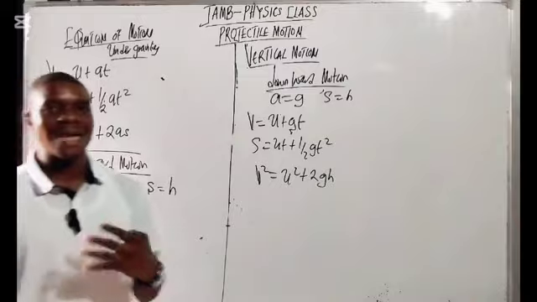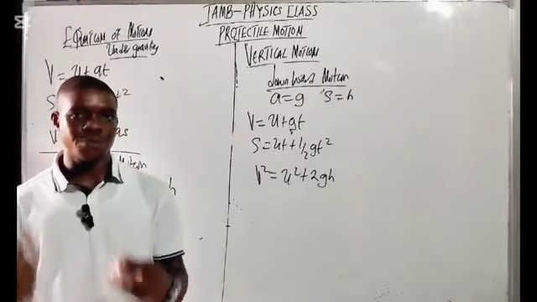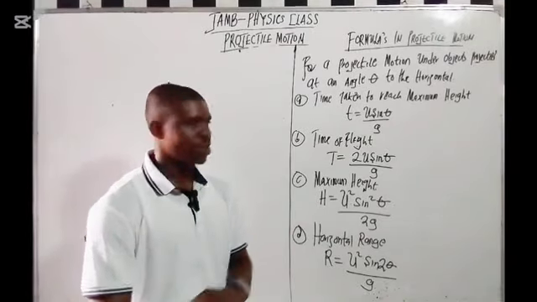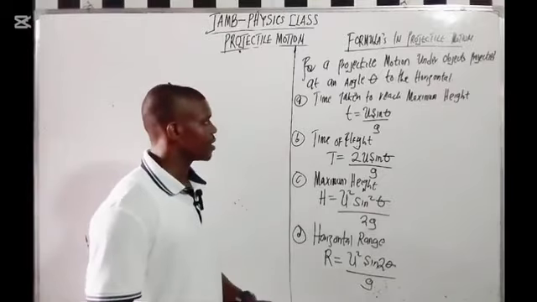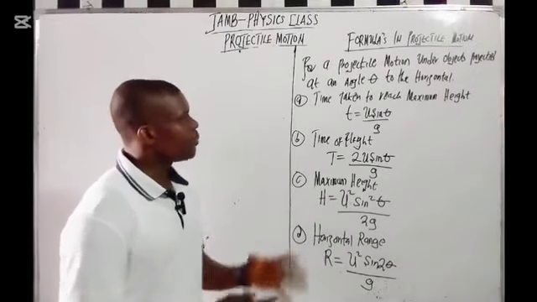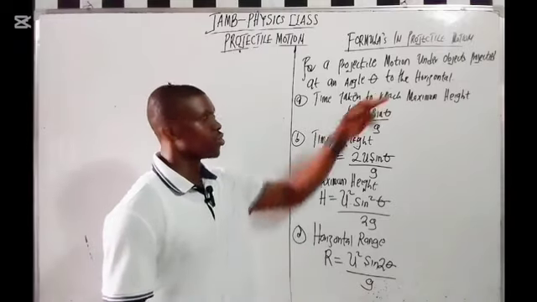Now let's look at the formulas associated with projectile motion. So now when we talk about projectile motion, here are the four formulas for solving projectile motion questions. See that for a projectile motion, objects are projected at an angle theta to the horizontal.